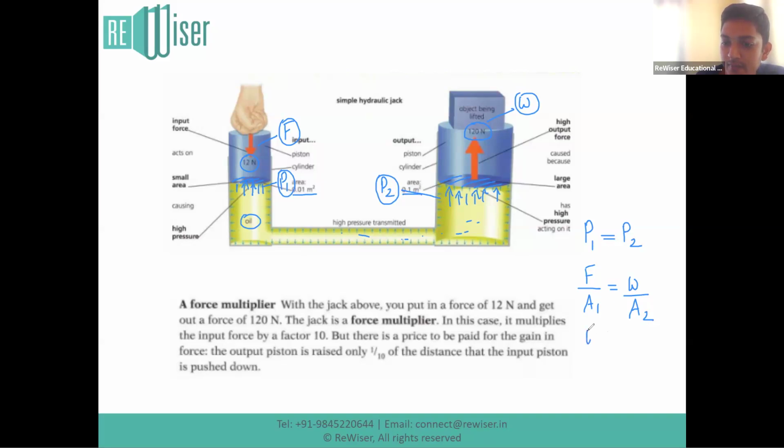Rewriting the formula, I get W by F equals A2 by A1. So as long as this ratio A2 by A1 is greater than 1, I can use a much lesser force to push a body of a much higher weight. For context, here the multiplier is 10. The area multiplier is also 10, making sure the pressure remains the same.